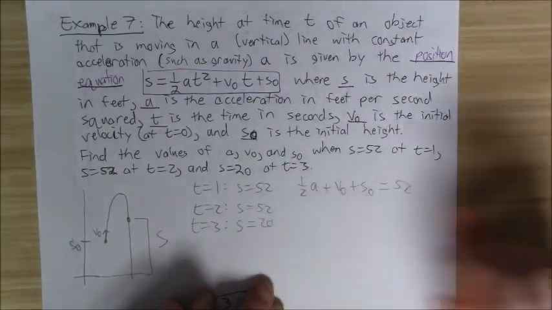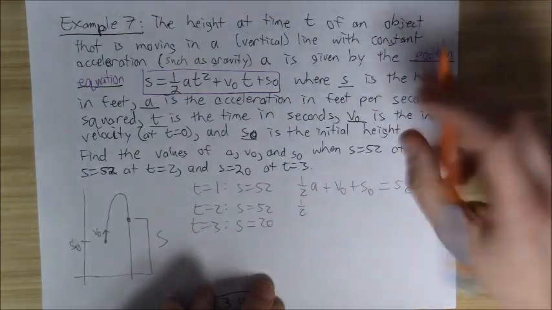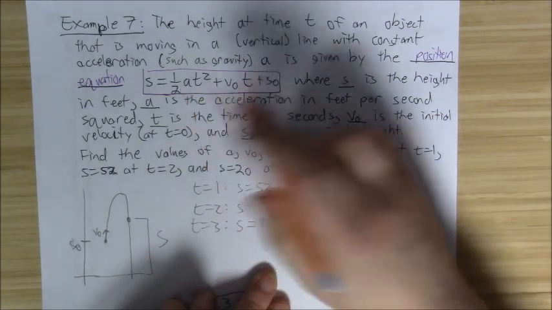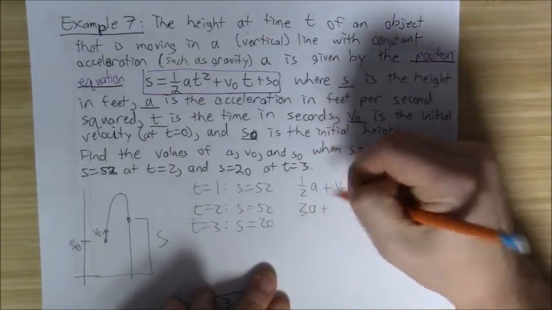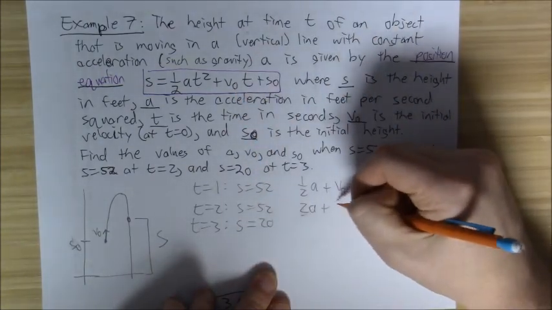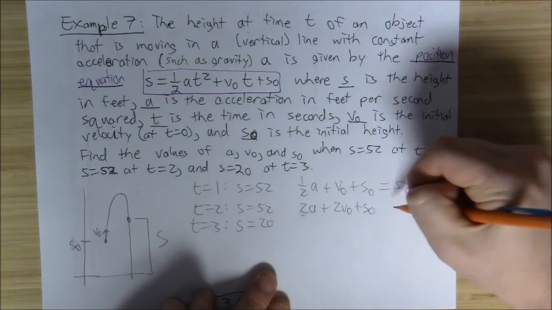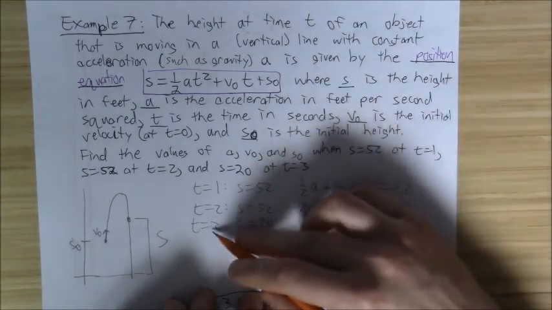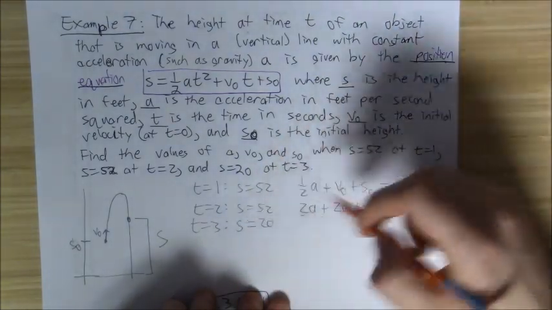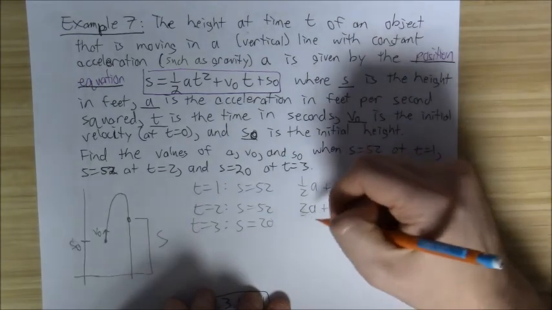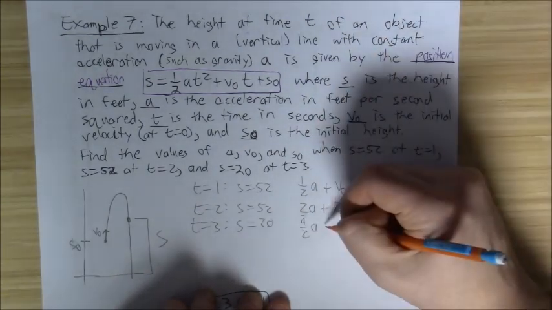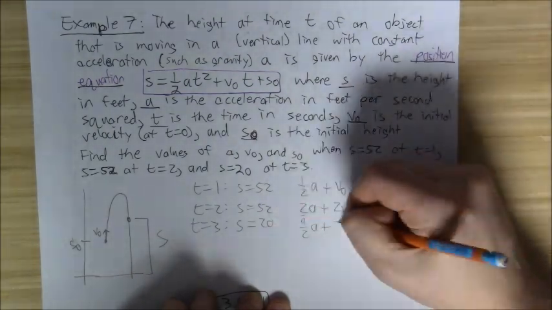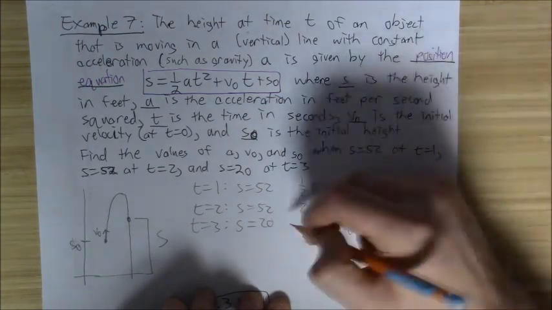We can substitute into these equations again. For t equal 2, 2 squared is 4, times 1/2 is 2A, plus 2V0 plus still just S0 equals 52. Then if we plug 3 in, we would get 9/2 A plus 3V0 plus S0 equals 20.